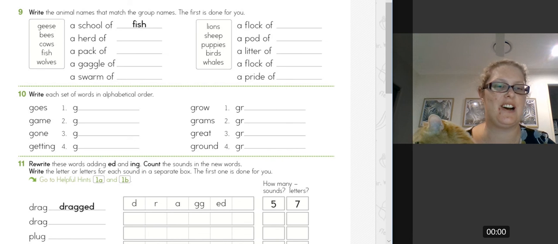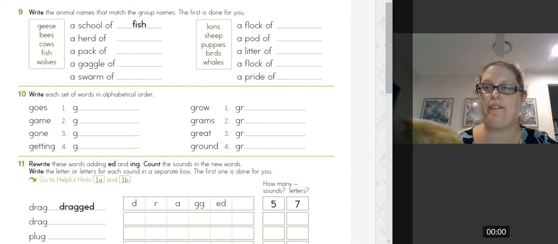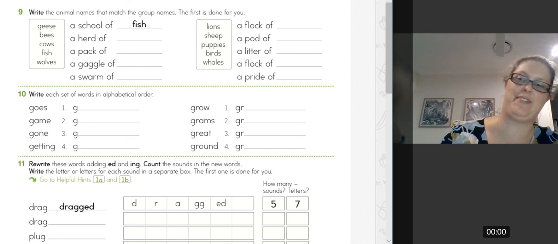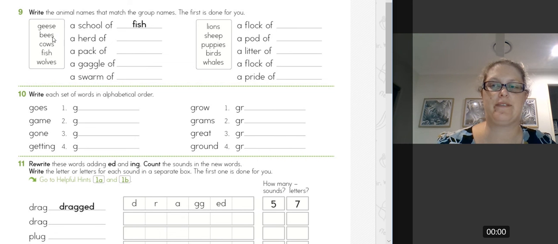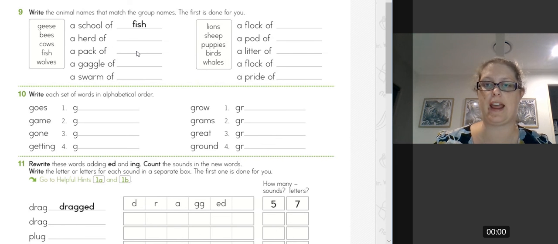Alright, so for question 9 you have to write the animal names that match the group names. So have a look in each box and you'll have some names of animals or groups of animals, and you have to work out what their group name is. So a herd of something, a pack of something. This is a great question that if you're unsure you can ask mum or dad or go to Google for help and say what is a group of lions called, and you can figure it out that way. So pause the video when you're ready to finish that question.